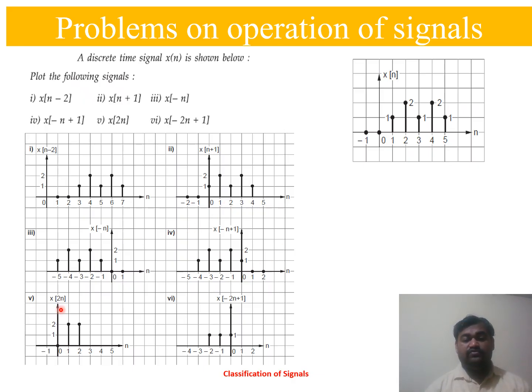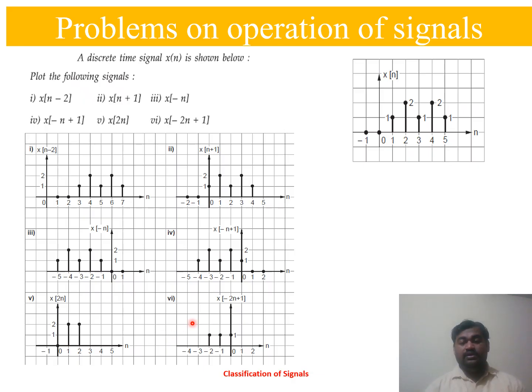Then fourth one, x of 2n. I already told how to find this. Substitute n equal to n by 2, the 2 cancels. So divide the time axis by 2. If you divide the time axis by 2, 0 becomes 0, 1 becomes 1 by 2, which need not be considered. 2 becomes 1, so x of 1 equals 2. 3 need not be considered because it gives 1.5. 4 divided by 2 becomes 2, so x of 2 equals 2. The last one, 5, gives 2.5, we need not consider this.